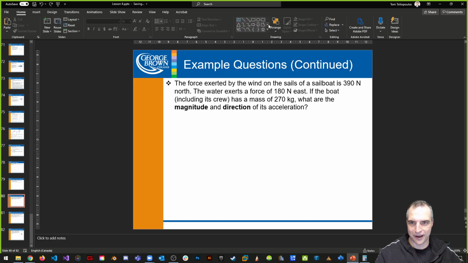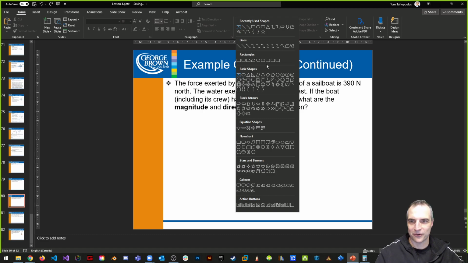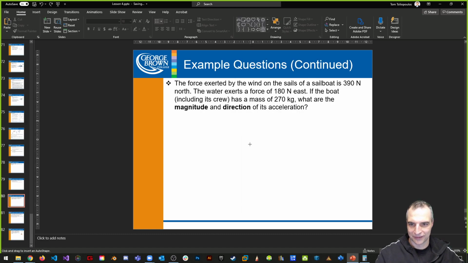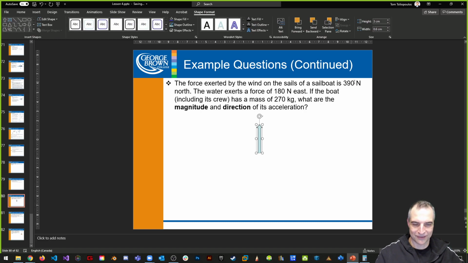The other way around. Where's my arrows? I want an up arrow. This one. I want to draw a big fat arrow going up, right? That is 390 newtons, right? And then I would draw another arrow going east.